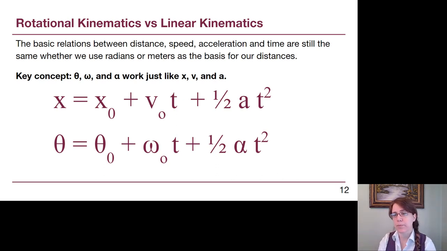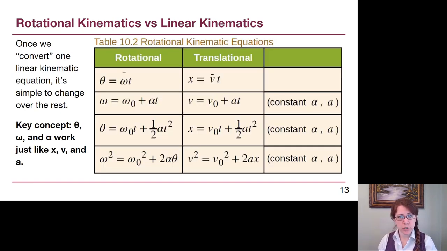But if you divide the radius the appropriate number of times for each term for the other two equations too, you will see that they work out to have this same kind of parallel between regular kinematics from chapter 2 and rotational kinematics from chapter 10 here. The key concept, and it's worth writing this down in big capital letters, highlighted notes for yourself, is that theta, omega, and alpha are new quantities for angular distance, angular velocity, angular acceleration, and work just like x, v, and a from chapter 2. And once we convert one of them, it's simple to change over the rest.